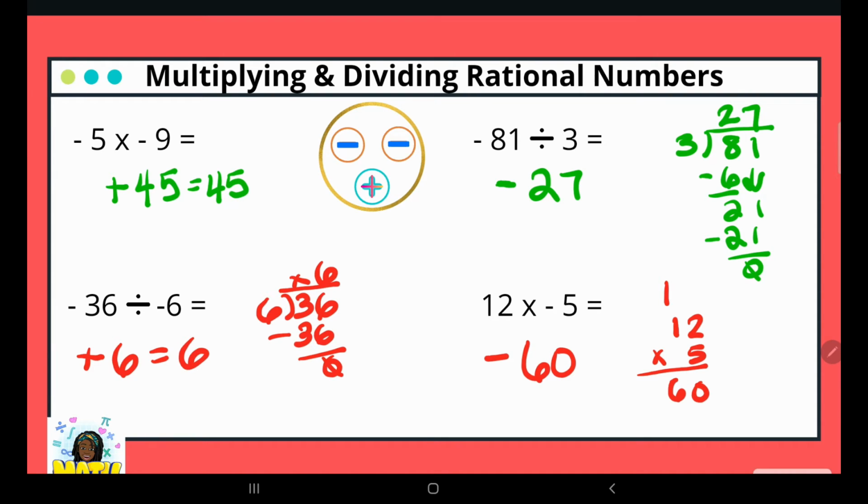So again, same signs, my answer will be positive. Different signs, my answer will be negative. And that's only for when multiplying and dividing.